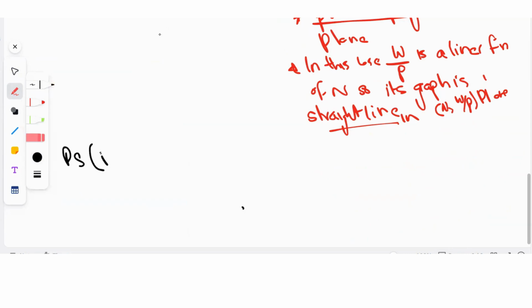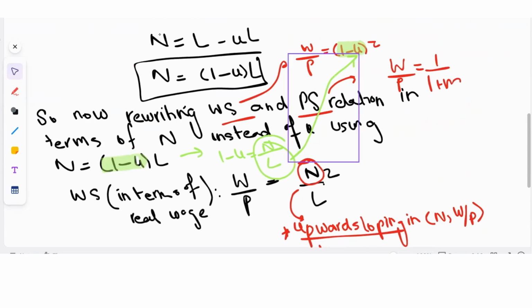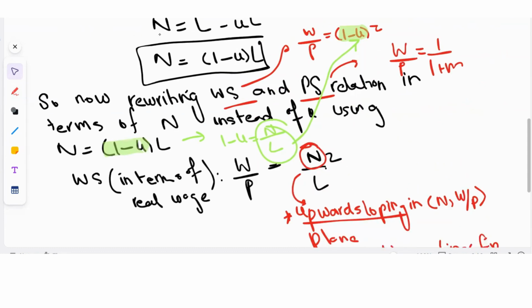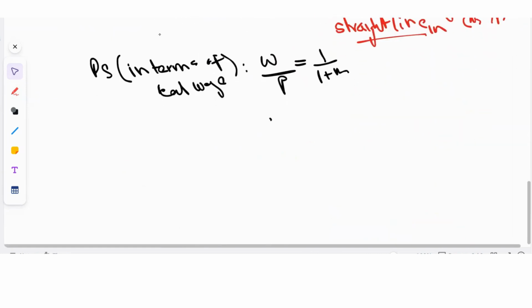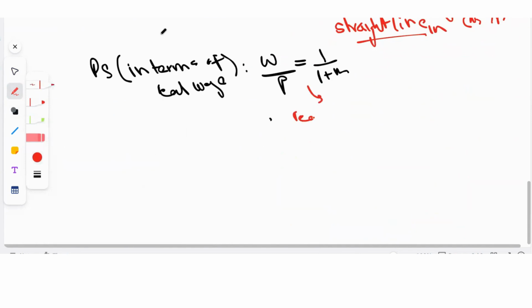So now PS in terms of real wage. PS in terms of real wage remains unchanged. It was just simply W by P is 1 by 1 plus m. It won't change. Like we said, WS was W by P is equal to Z times 1 minus u, and we had to write u in terms of n. We did this. PS will remain the same, it's just W by P is 1 by 1 plus m. And the idea over here is that the real wage implied by price setting does not depend on n.